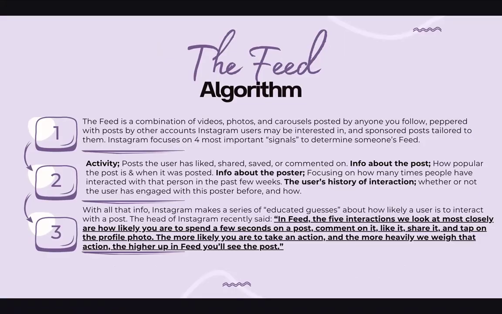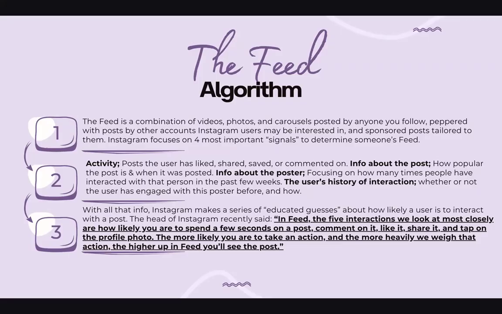There we go. So the feed is going to be a combination of videos, photos, carousels, posted by anyone you follow. It also does have posts in there by users you don't necessarily follow, but may be interested in. Okay. And then it will also include sponsored posts that are tailored to you. Okay. Instagram is going to focus on four most important signals to determine if it should go in someone's feed.